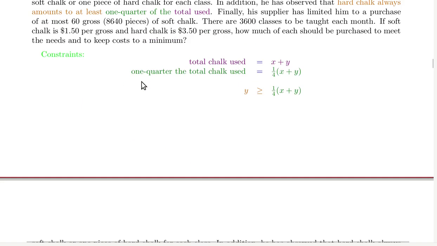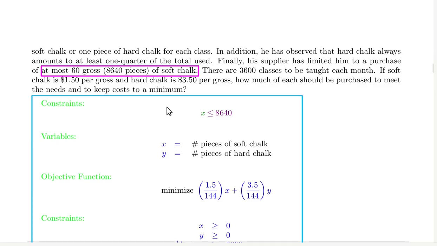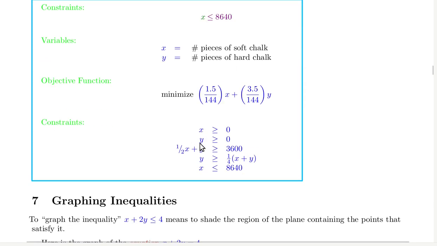You can look it over and make sure you get the same formulation that I did, or at least an equivalent formulation. Depending on how you define the variables, you can get slightly different formulations. So, for example, instead of defining x to be the number of pieces of soft chalk and y the number of pieces of hard chalk, I could have used different units. I could have said x is the number of boxes or the number of gross. A gross is a dozen dozen, right, 144 pieces. So there are different ways you can formulate this that would look different, but it should be equivalent.